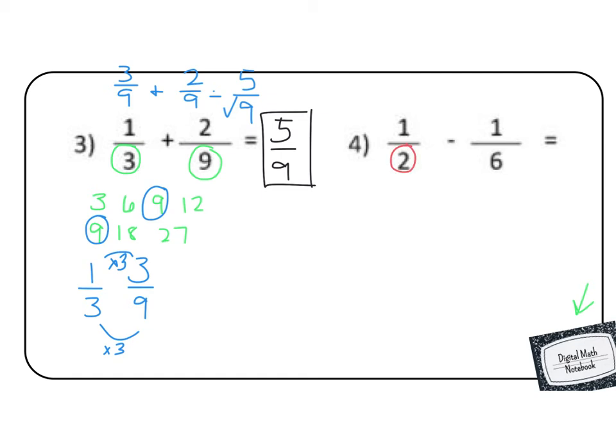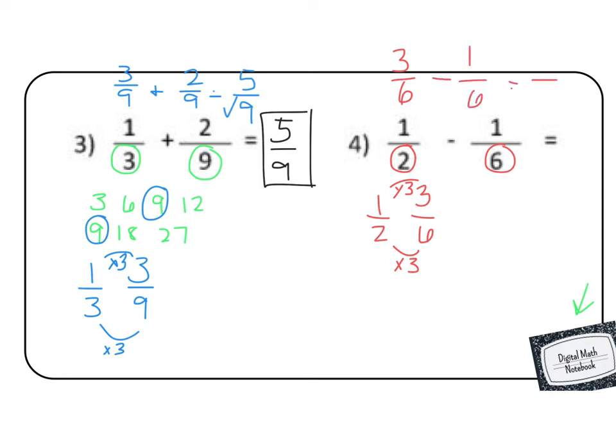We have a 2 on the bottom and a 6 on the bottom. I know that I can leave my 6 alone and change just my 2. So in order to make a 1/2 into a 1/6, I need to multiply by 3 on the bottom. So now I'm going to multiply by 3 on the top. 1 times 3 is 3. So I have 3/6, and this one's subtracting, minus 1/6.